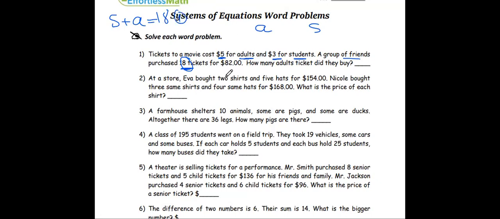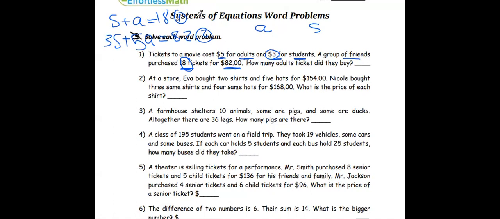And what does the $82 mean? Let's make students understand. $3 times the number of students who buy the tickets plus $5 times the number of adults who buy the tickets, all equal to $82. And this is our equation 2. Now you have two equations, two unknowns. You can solve with either elimination, substitution, or mode 5 1. Let's say I want to solve it by elimination.